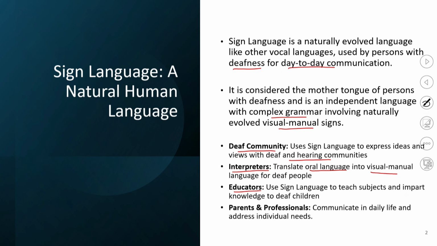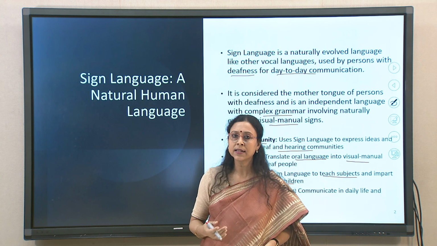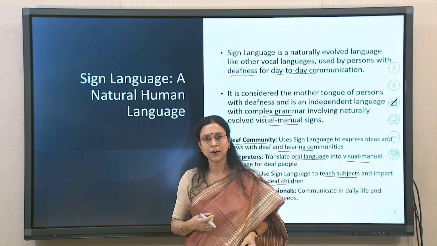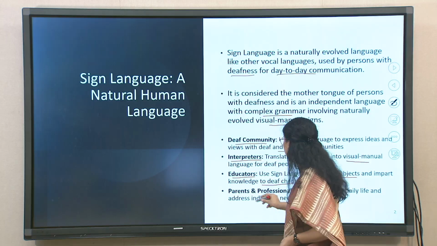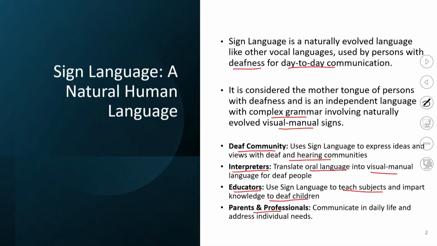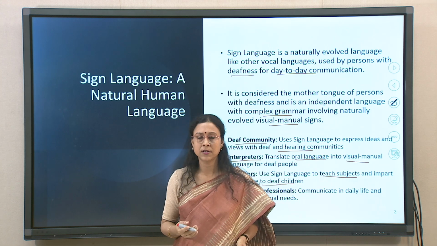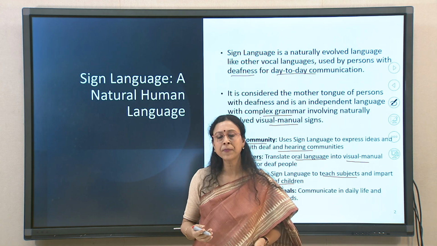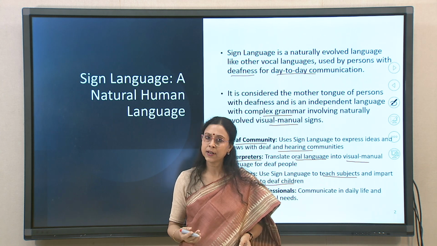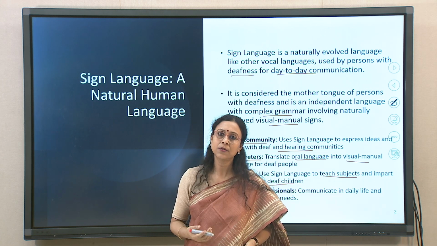Educators similarly use sign language to teach subjects and impart knowledge to deaf children. So, teachers teaching deaf children are not always deaf themselves. In that case also they need to know the sign language and utilize it for teaching purposes. Similarly, parents also, in order to communicate with their deaf children, and other kinds of professionals. So, basically apart from the people who are themselves deaf, anyone else who needs to communicate with them also has to learn the sign language.